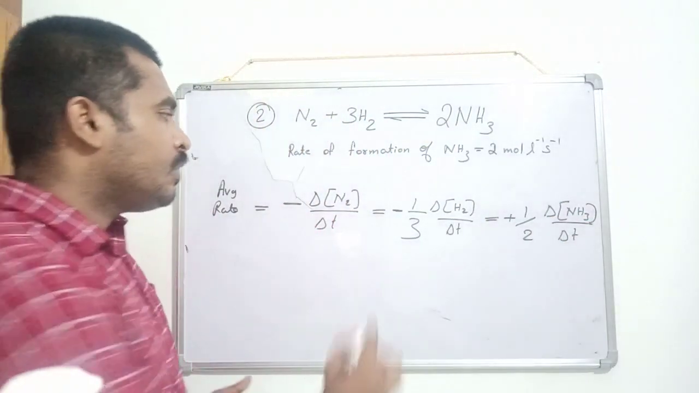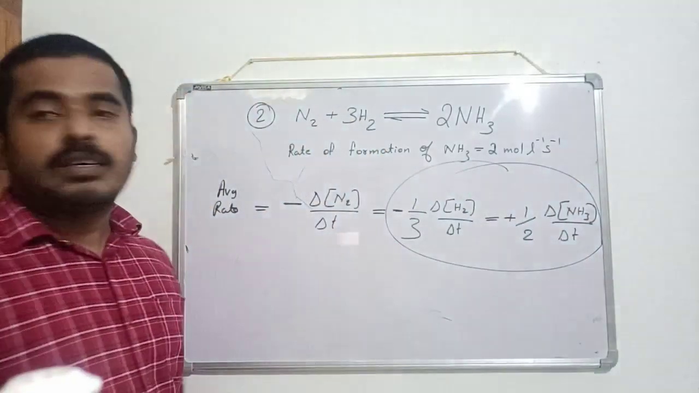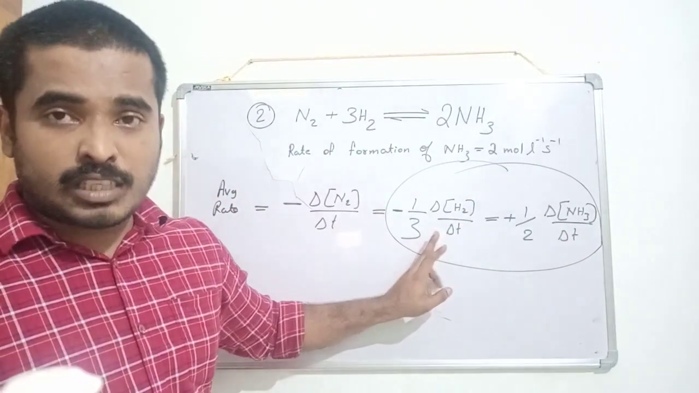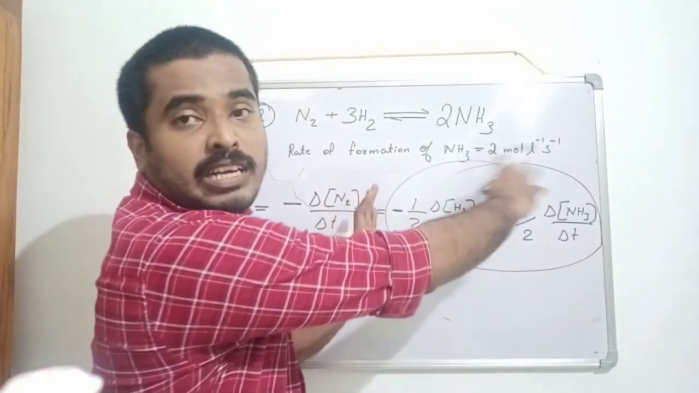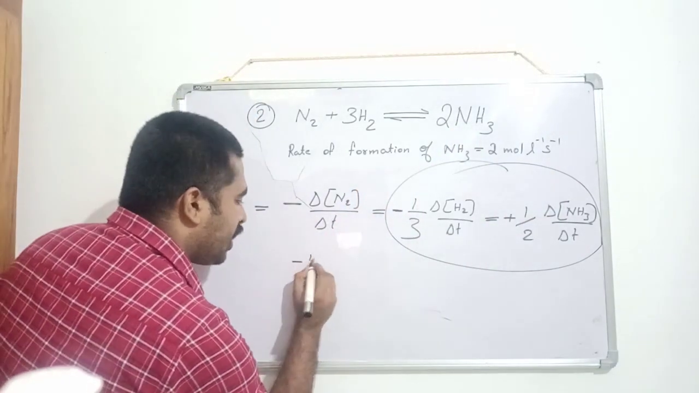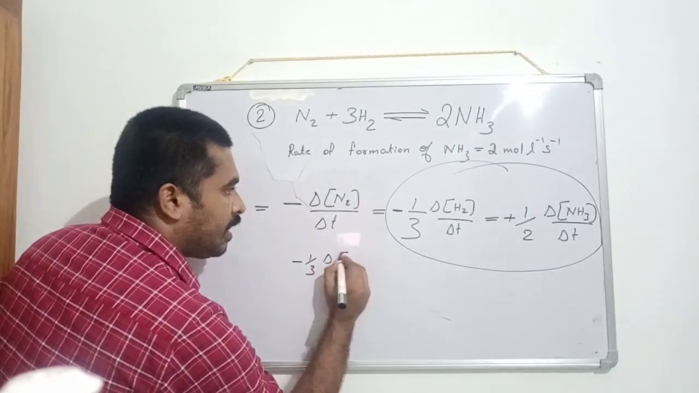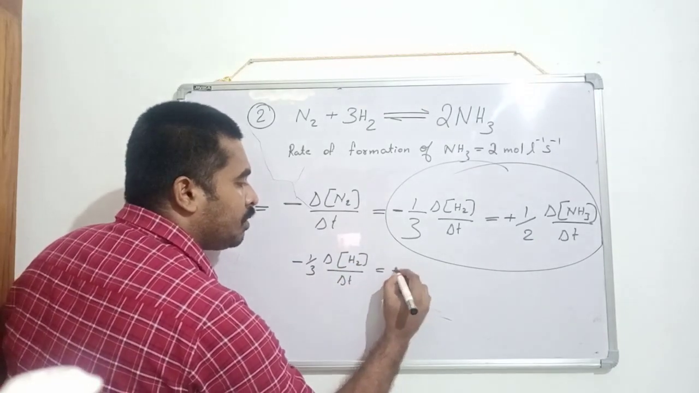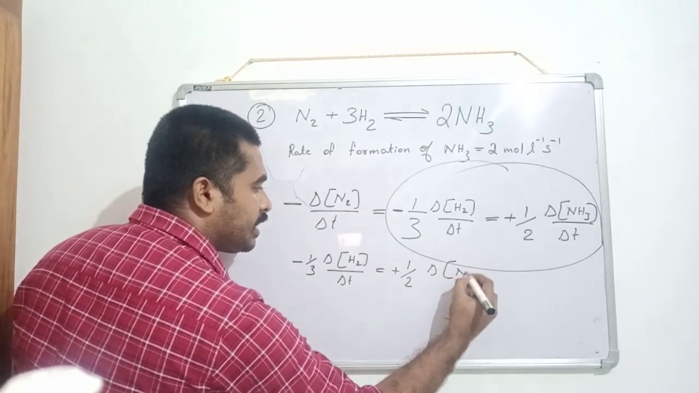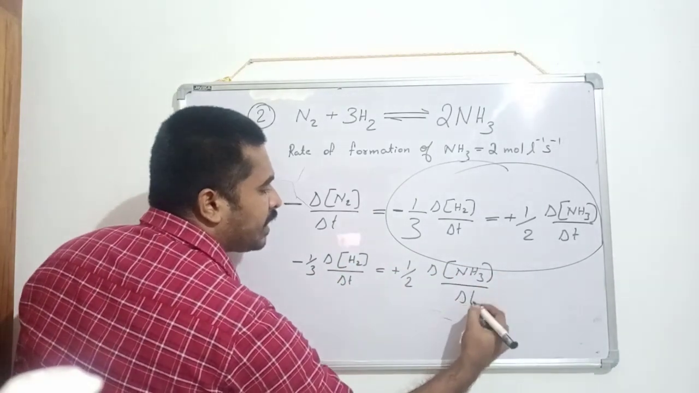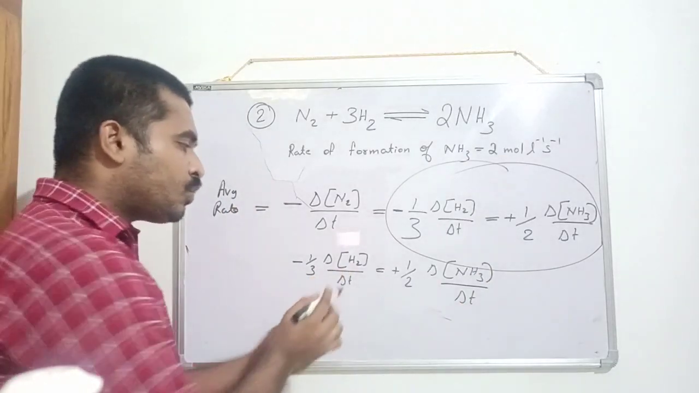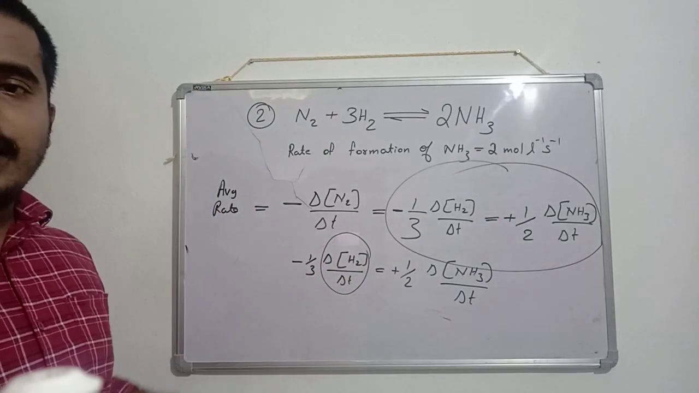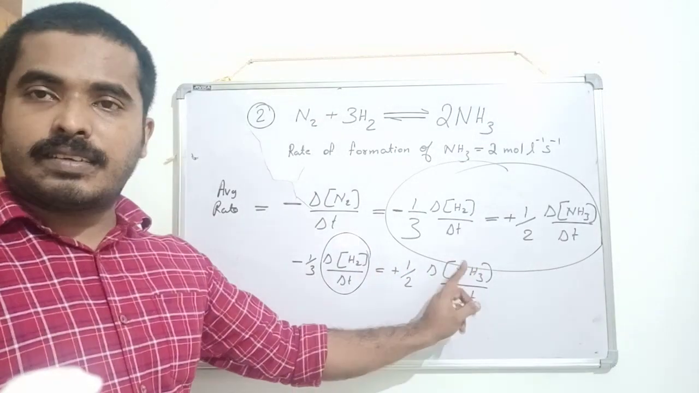For this problem we need only this part, because this is rate of formation of ammonia, this is rate of disappearance of hydrogen. This is what we need to find out. So we will write only that part, minus 1 by 3 delta concentration of H2 by delta T equal to plus 1 by 2 delta concentration of NH3 by delta T. We need to find out this one, rate of disappearance of hydrogen, only this term without fraction.